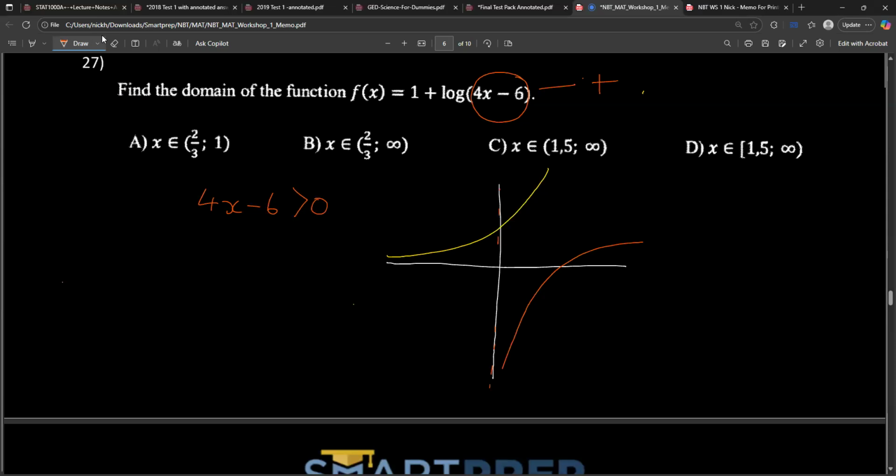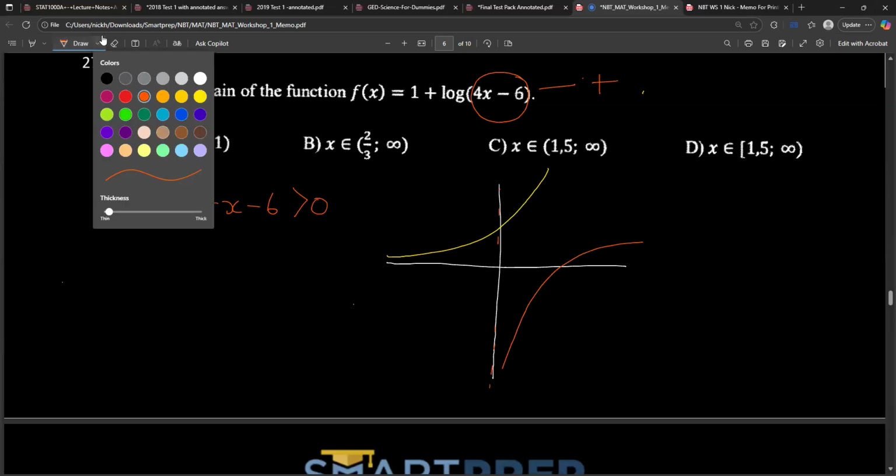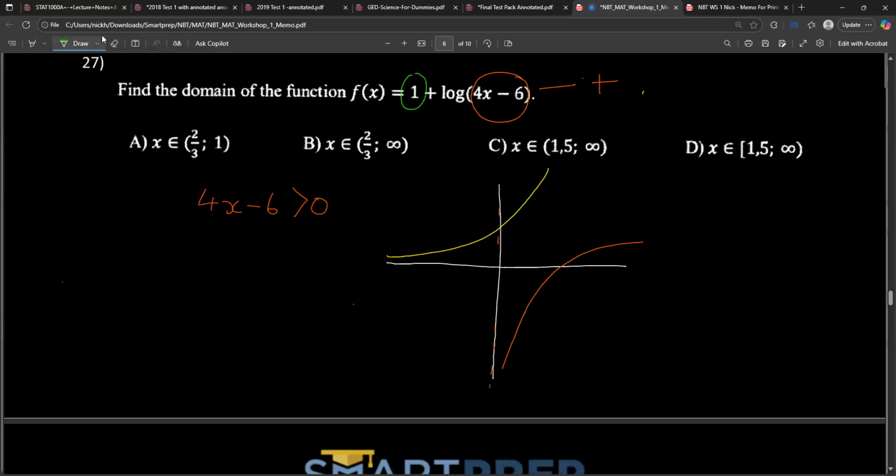Some may ask, what is the 1? Well, the 1 just shifts it upwards. But if I shift it upwards, you still have this asymptote. So basically what I'm saying is this value can never go to the negative. It can never go to negative. And so this f of x, we can't get to negative. Cannot get there. So it has to be positive.